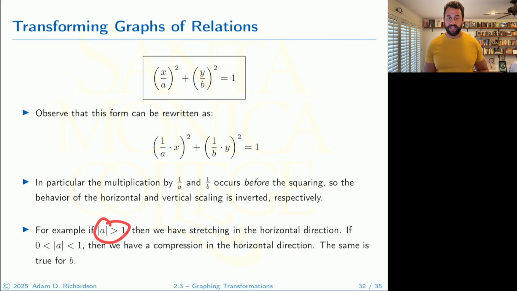So if the size of a is bigger than 1, then we're going to have a stretching in the horizontal direction. In this case, if this a is bigger than 1. And if the size of a is between 0 and 1, you're going to have a vertical compression in the horizontal direction. And the same is true for b.